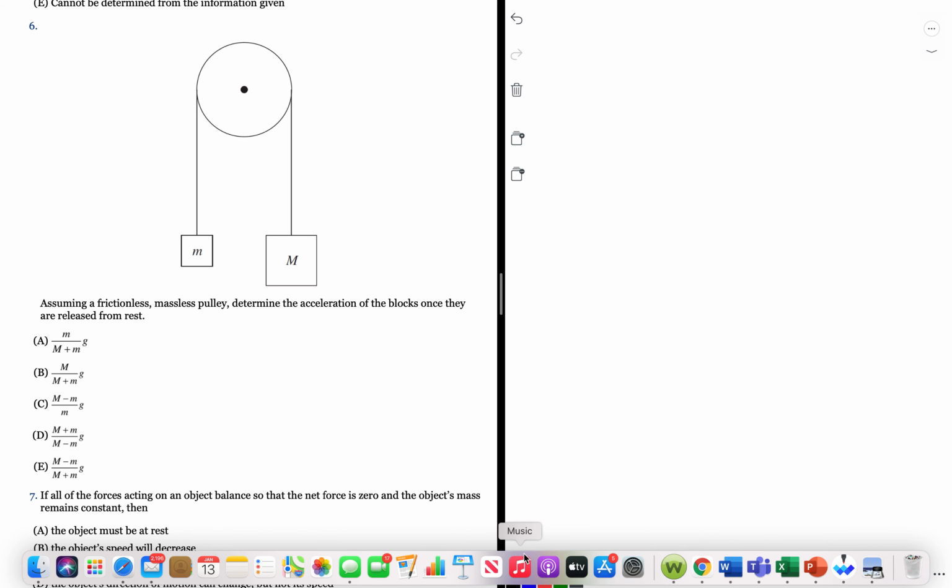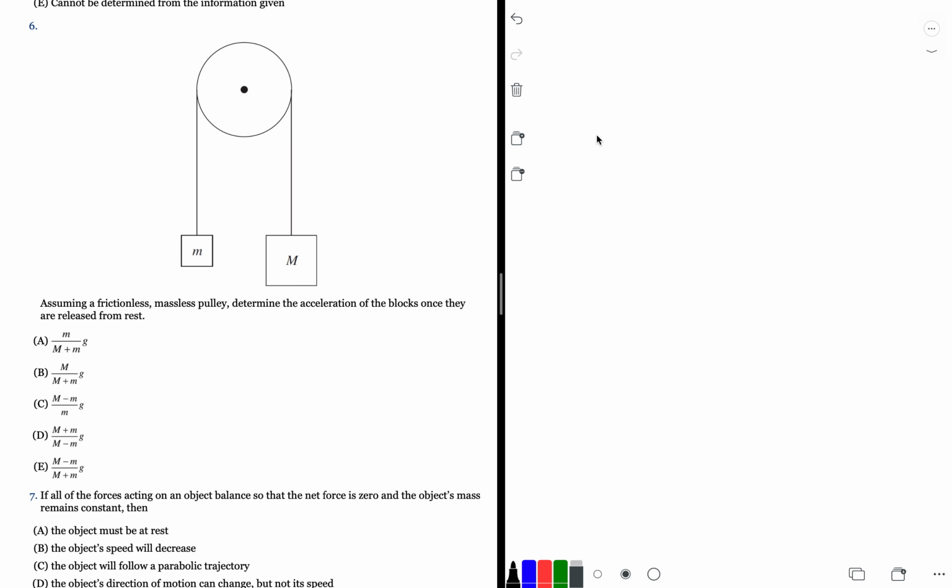Okay, well, I'm going to say on little m, you have m1 g. You have the tension force, which must be the same for both sides of the pulley. So then you have the bigger block, M2 g, and the tension force. Tension force must be the same because it's the same string.